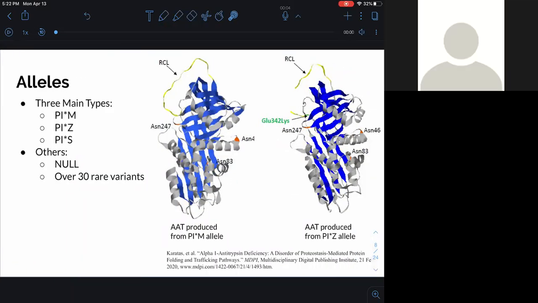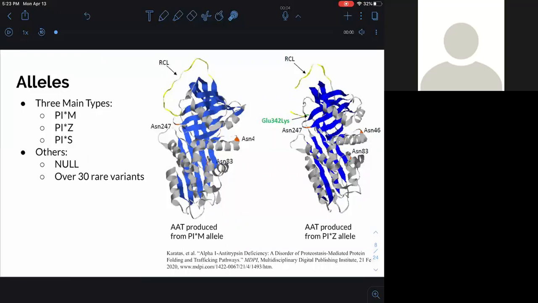So as Jessica mentioned, there are different types of alleles that can be inherited with this disease. And there are three main types, PIM, PIZ, and PIS. PI just stands for protease inhibitor. As Ryan described, it means that these alleles produce proteins that break down or inhibit the breakdown of peptides and other proteins. The most common allele is the PIM allele, and that is the most common in all humans, and it produces the normal form of the protein.